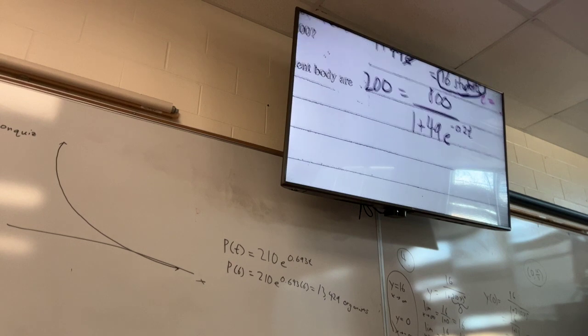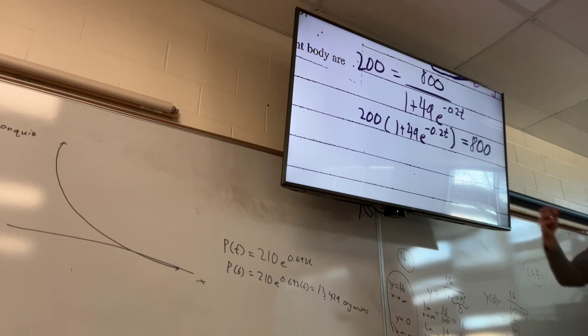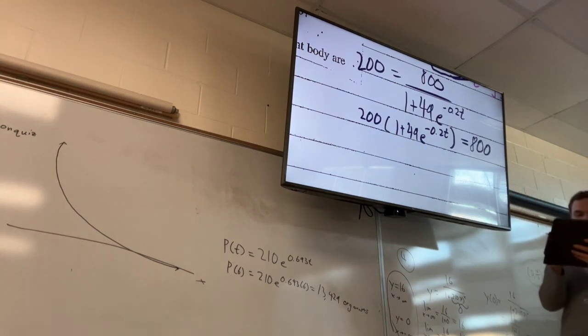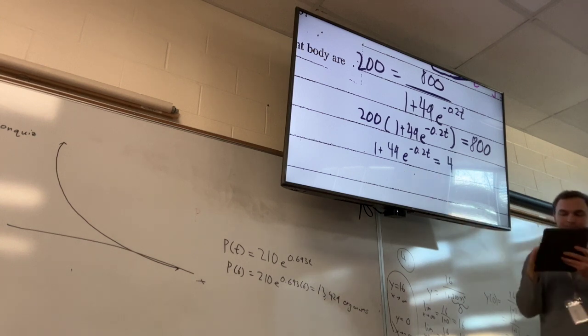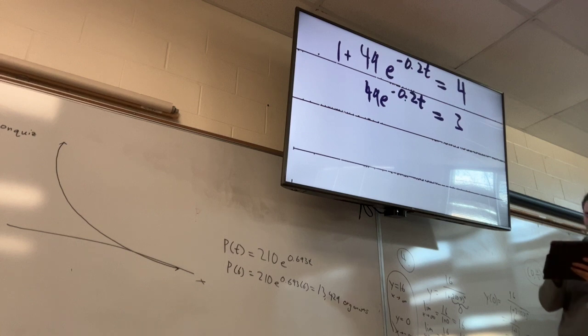Okay, so let's solve this equation for T. So we see where the equation came from, I just plugged in 200 for P. Now we just got to solve that for T. So let's multiply both sides by the denominator. We get 200 times (1 plus 49 e to the negative 0.2 t) equals 800. I'm going to divide both sides by 200 because I don't want to have to distribute. So 1 plus 49 e to the negative 0.2 t equals 4. Subtract over the 1. We get 49 e to the negative 0.2 t equals 3. Now divide by 49, we get e to the negative 0.2 t equals 3 over 49.